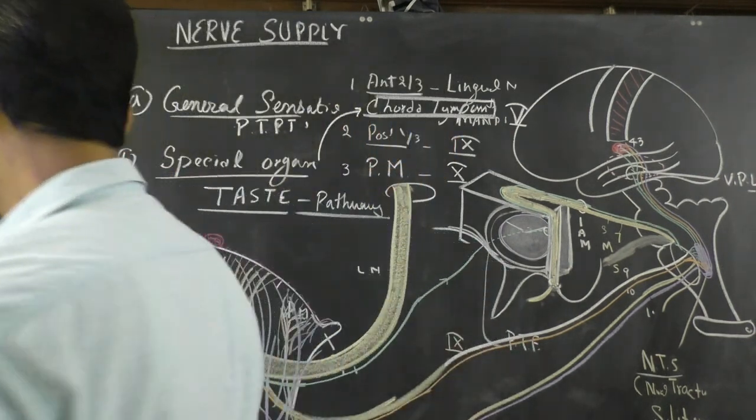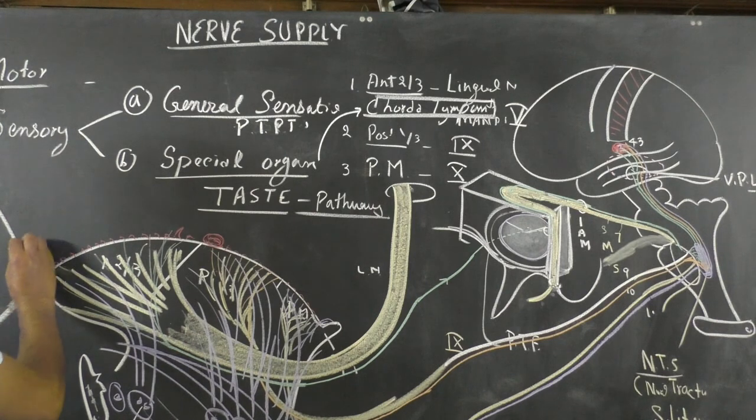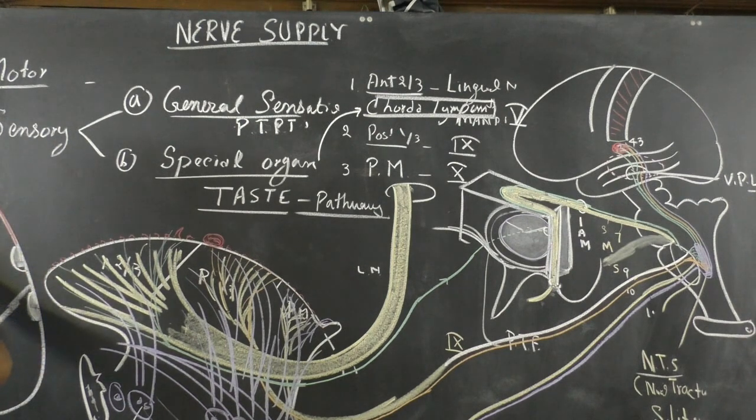So during this, the cancer of the tongue is common, and there is a white plaque or patch that may be found in the lateral border of the tongue. This white patch or white plaque of the tongue is called the leukoplakia. This is the leukoplakia.